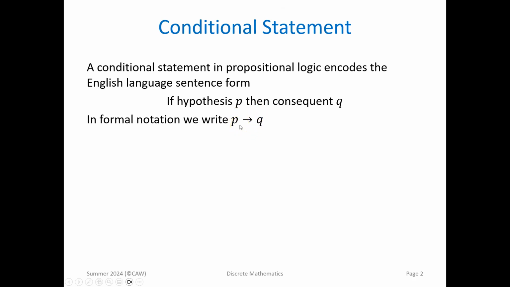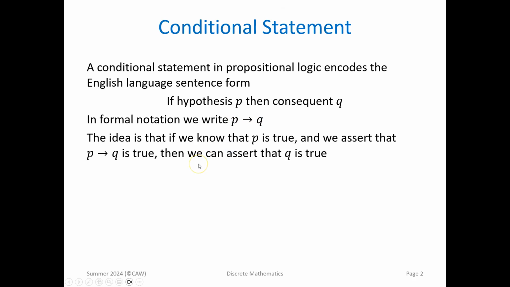And the arrow is important. It's directional. I'll talk more about that later. I'm going to read this as P then Q. So the idea is that if we know that P is true, and we assert that P then Q is true, then we can assert that Q is true. If the hypothesis is true, then we can assert that the consequent is true.